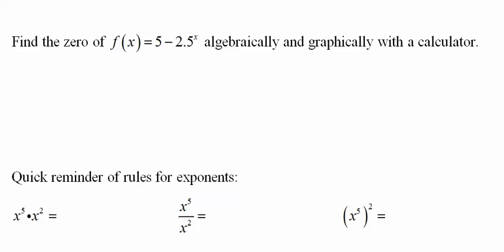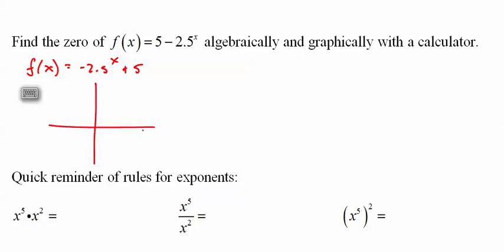Just for the fun of it, let's graph another one and find the 0, which we don't usually do. But hey, let's try something different. So got a negative 2.5 this time. So putting a negative out front flips things so that they go from top to bottom, which we'll talk about in a second. And then the plus 5 moves that asymptote up.